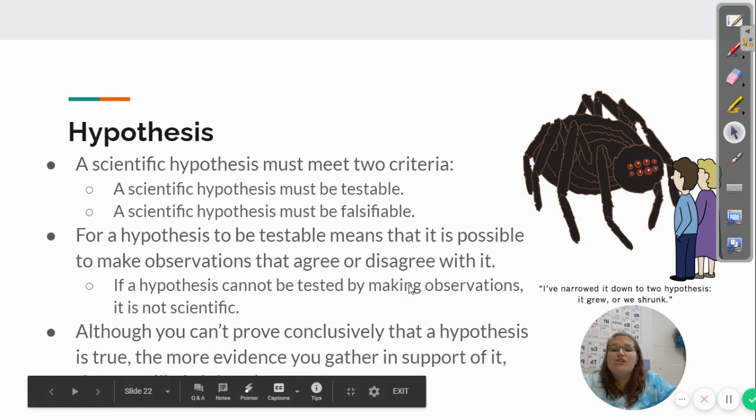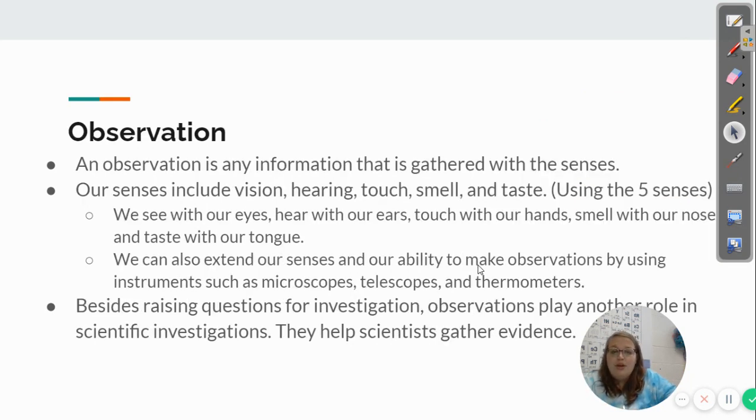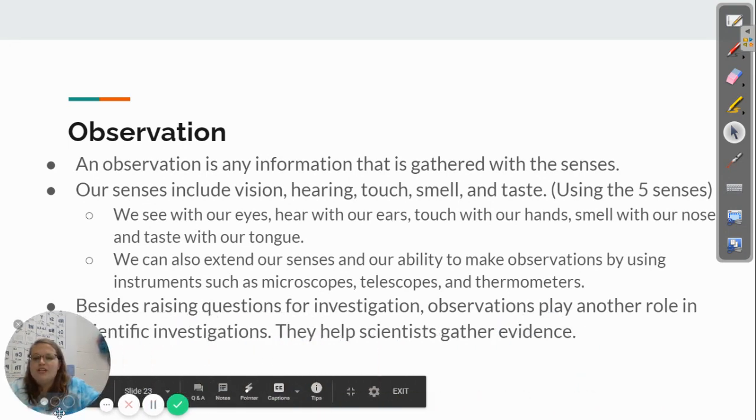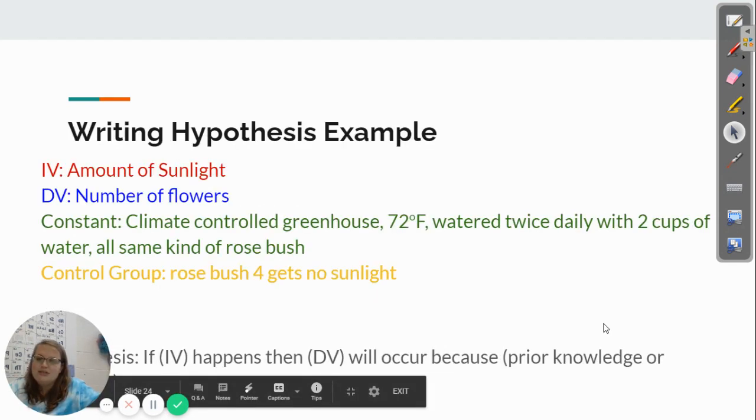If you cannot test your hypothesis by making an observation, it is not scientific. These observations can be direct, like something you see with your eyeballs, or indirect, something you use like a microscope for. And what is an observation? An observation is any information you can gather with your senses. That means vision, hearing, touching, smelling, tasting. Okay? Besides raising questions for investigation, observations play another role in scientific investigations. They're going to help us to gather evidence.